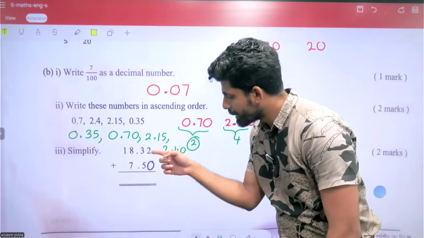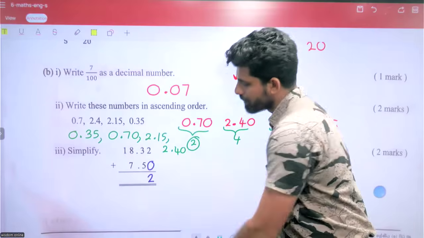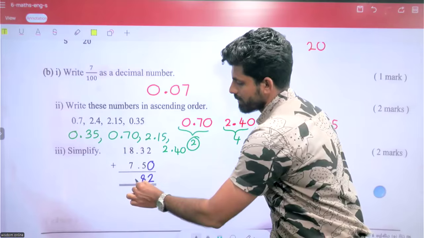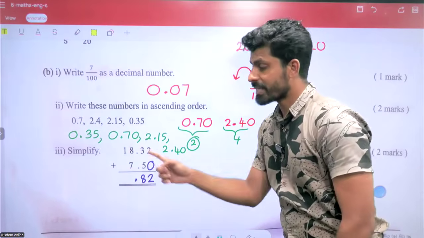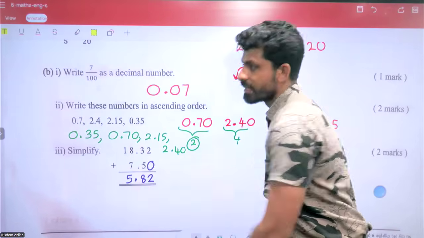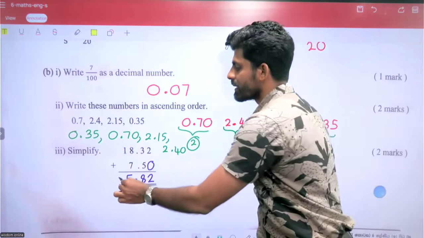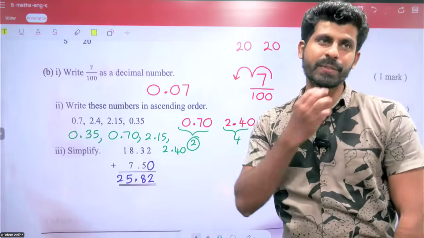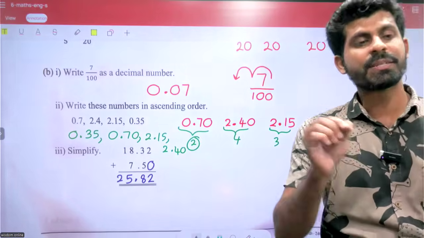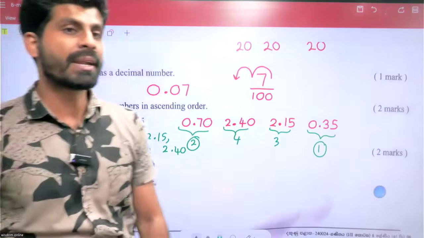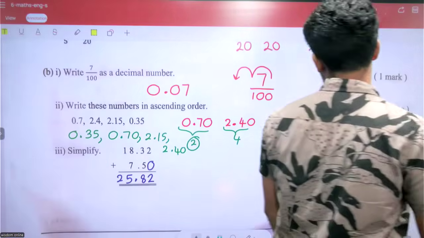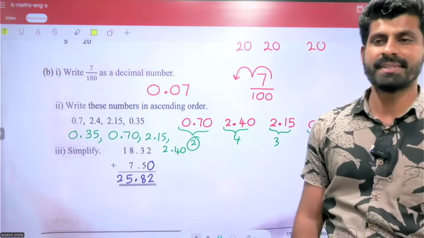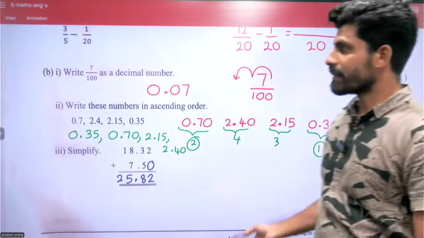All right, look at this one. 2 plus 0, 2. 3 plus 5, 8. 7 plus 8, 15. Remaining 1, 2. That means 25.82. Right. Then we can quickly move to the next one.